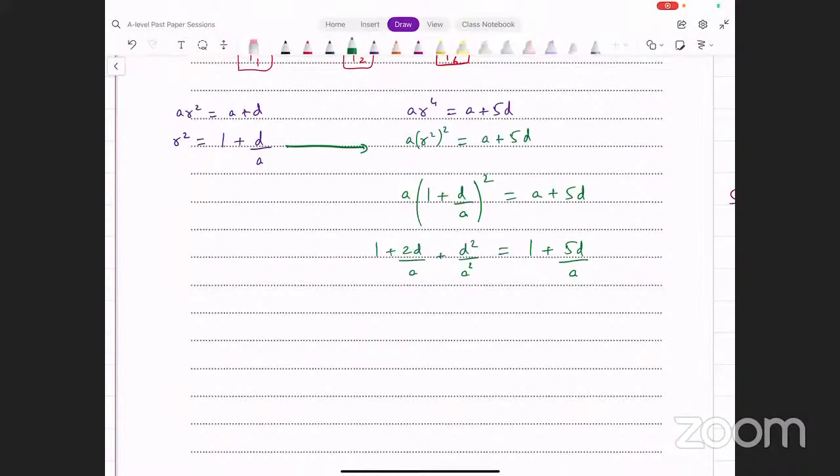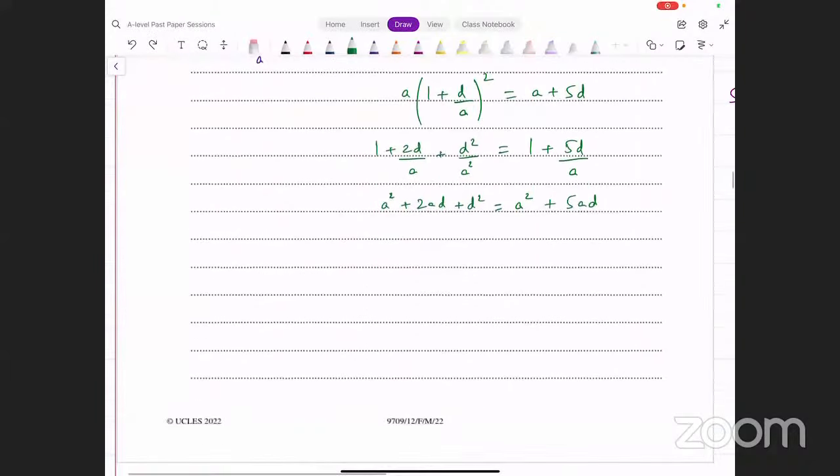a square से मैं पूरी equation को multiply कर देता हूँ, तो मेरे पास आ जाएगा a square plus 2ad plus d square, that equals a square plus 5d, or you can say 5ad. So what I've done is I've multiplied the whole equation by a square. Why? To get rid of the fraction. a square आपके पास LCM आ रहा है ना एक तरह से डिनोमिनेटर्स का. a square से मल्टीप्लाई कर दिया पूरी इक्वेशन को, we get this.